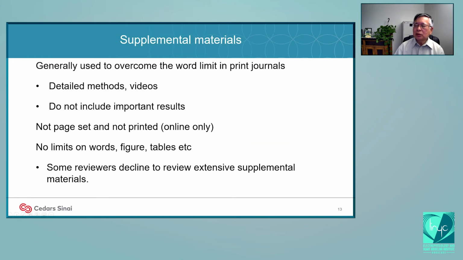Then I want to talk about the supplemental materials. Supplemental material is generally used to overcome the word limit in print journals. Some journals, like Heart Rhythm, have a word limit of 5,000, and that 5,000 includes everything, but your method section is very long. So you can put some detailed methods on the website as supplemental material, and also you can include videos.